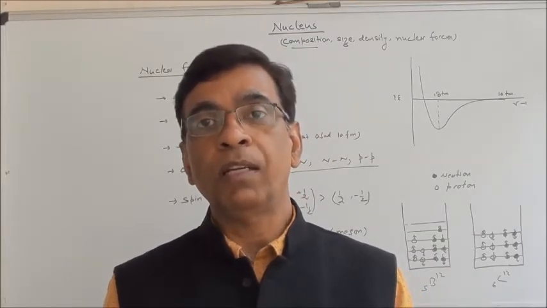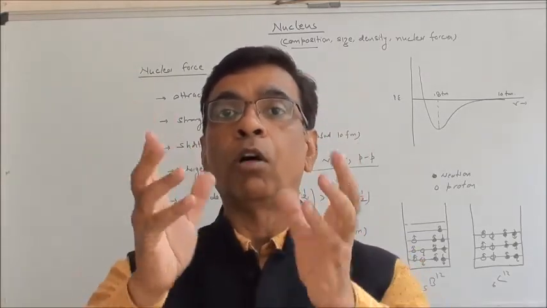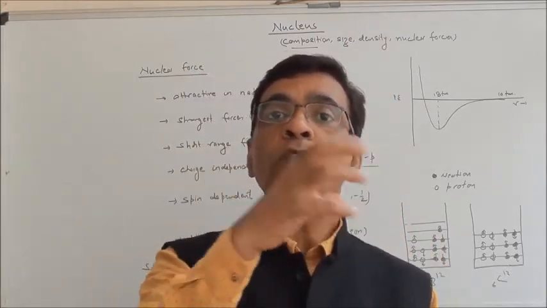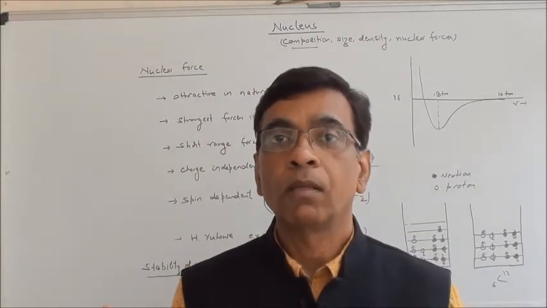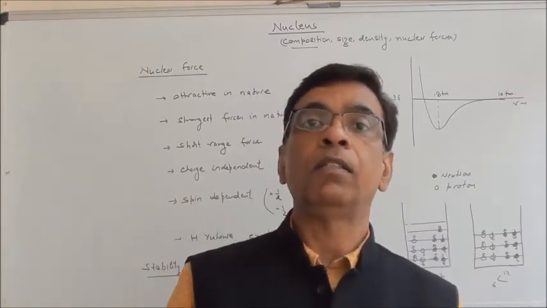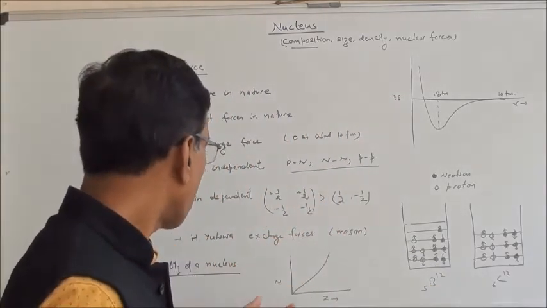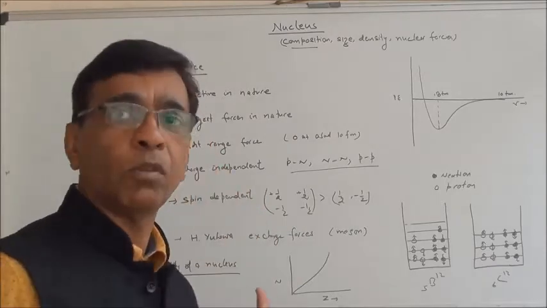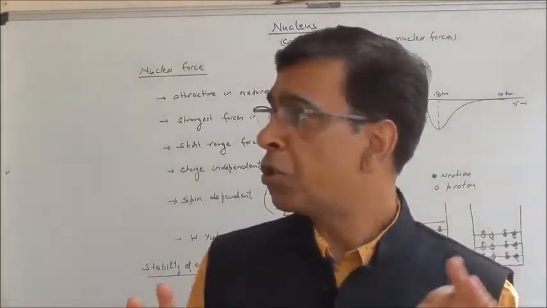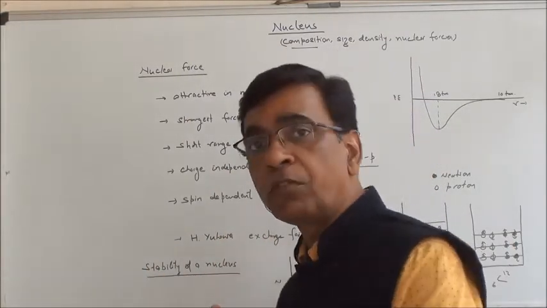Transfer of momentum is equivalent to force. F is equal to dp by dt. So if two students are standing and throwing a ball, one throwing, the other catching, and then the other throwing, it is equivalent to a force between them. So nucleons attract each other due to the exchange of a particle, the meson theory. These are the important properties of nuclear forces: attractive in nature, strongest forces, short range, charge independent, spin dependent, and exchange forces.